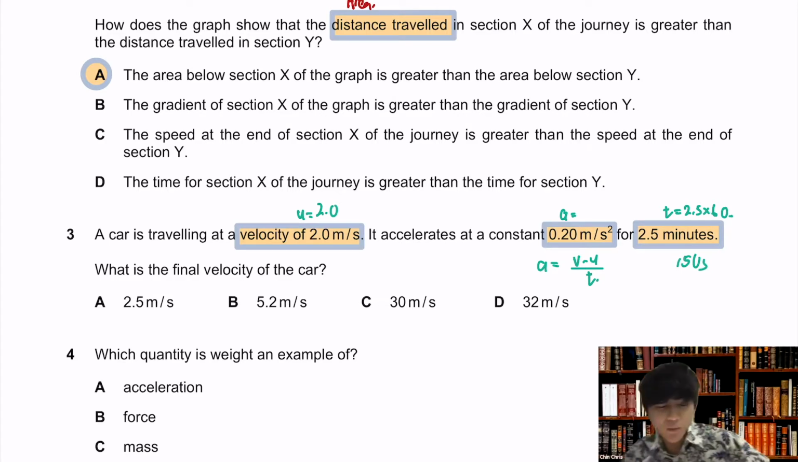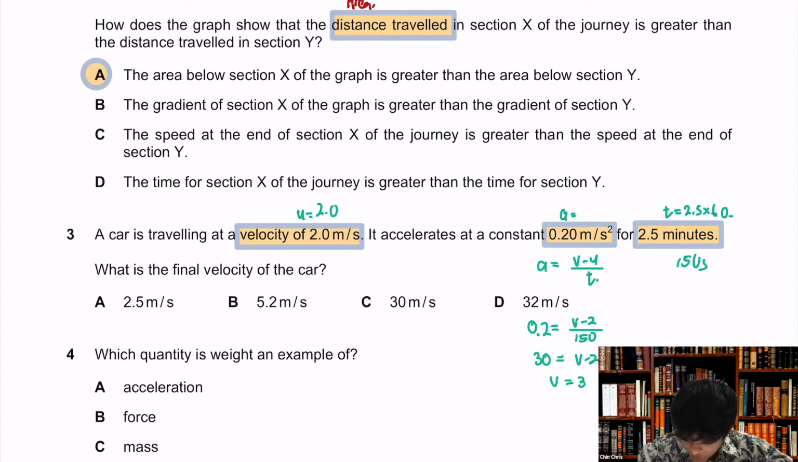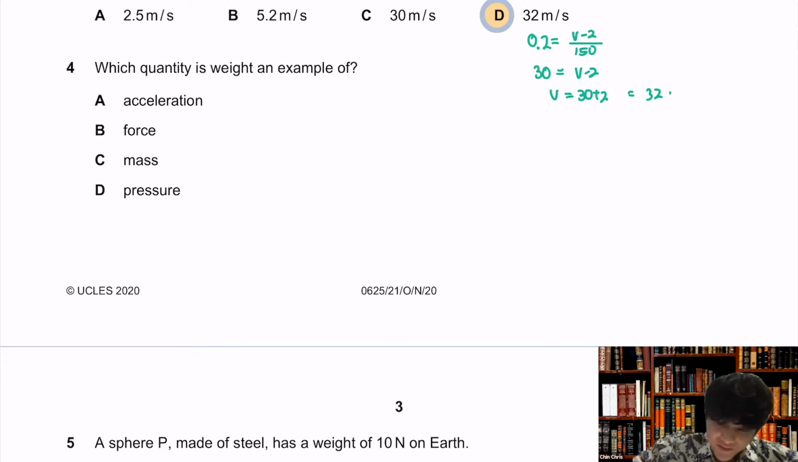Sorry, my brain is not working well today. From here, you know the initial velocity is 2, acceleration is 0.2, and time is 150 seconds after conversion. So a equals V minus U over T. Can I say that 0.2 equals V minus 2 over 150 seconds? So 0.2 multiplied by 150, you get 30, equals V minus 2. V equals 30 plus 2, and I'm getting 32. Done.